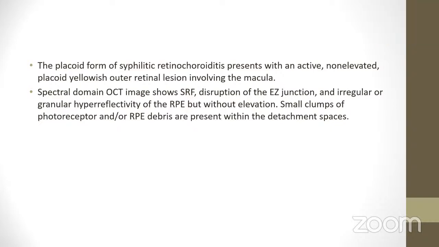The placoid form of syphilitic retinochoroiditis presents with an active, non-elevated placoid yellowish outer retinal lesion involving the macula. SD-OCT image shows SRF, disruption of the EZ junction, and irregular or granular hyperreflectivity of the RPE, but without elevation. Small clumps of photoreceptor and or RPE debris are present within the detachment spaces.